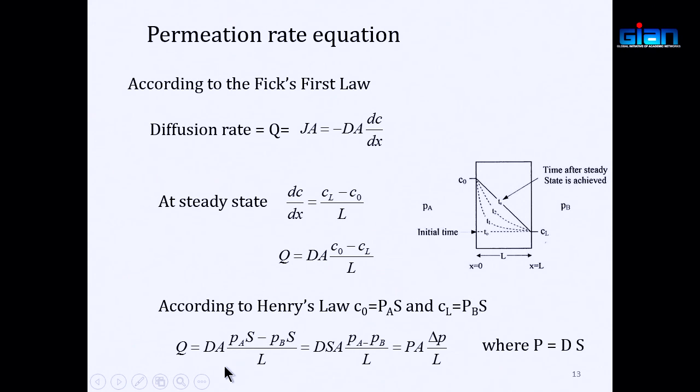Yeah, so this is your final equation. Q, the amount of gas being exchanged, is equal to the permeability of that film multiplied by the surface area of the film, and delta P, that's the partial pressure difference.